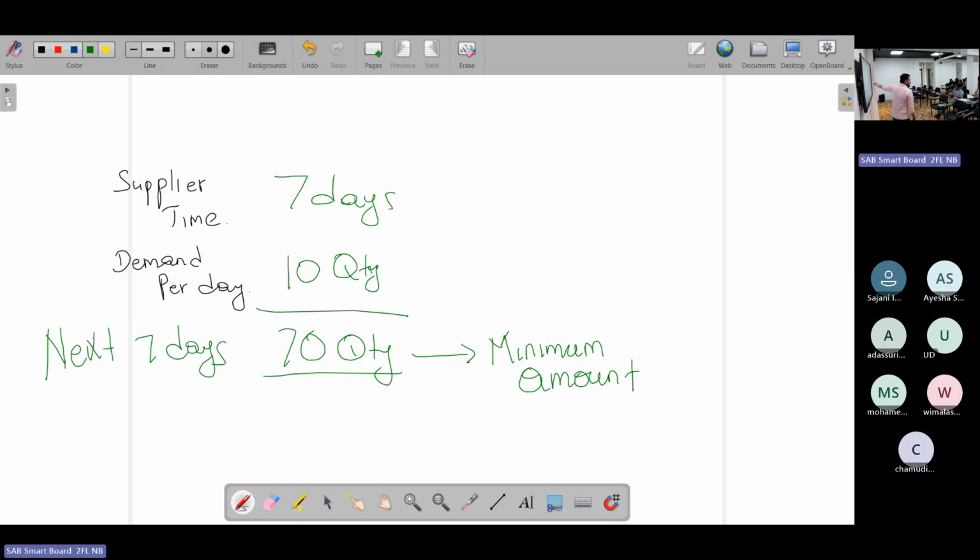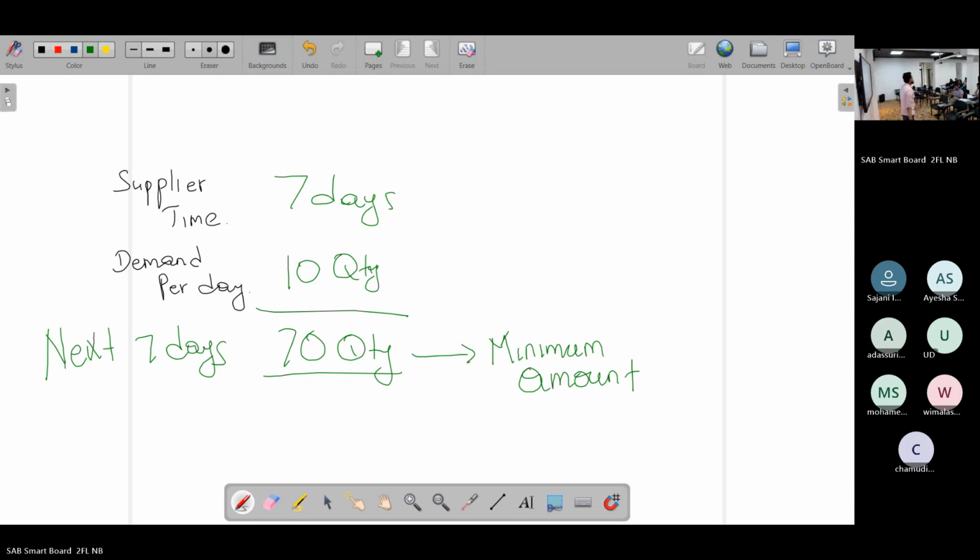Meaning more than reorder level. Then what will happen? Let's say once you reach 80, now you are reordering. Next 7 days, let's say 70 items. So next 7 days, minimum demand is 70. Still you have additional 10 units in your stock. So reorder level must always be more than minimum level to keep provision.